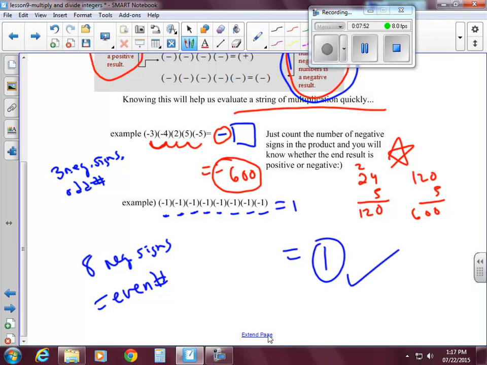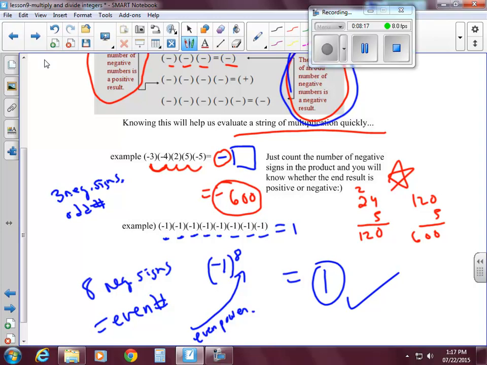Okay? So it's nice. People get so dependent on a calculator, you don't have to type in a whole string of negative 1s. You just know that you've got an even amount of negatives, it's going to return a positive 1. Also know that you could express this as negative 1 to the 8th power. So notice that it could be expressed like that, and you've got an even power.